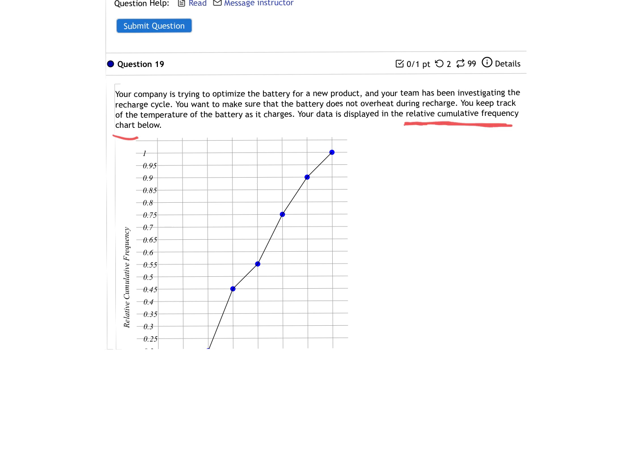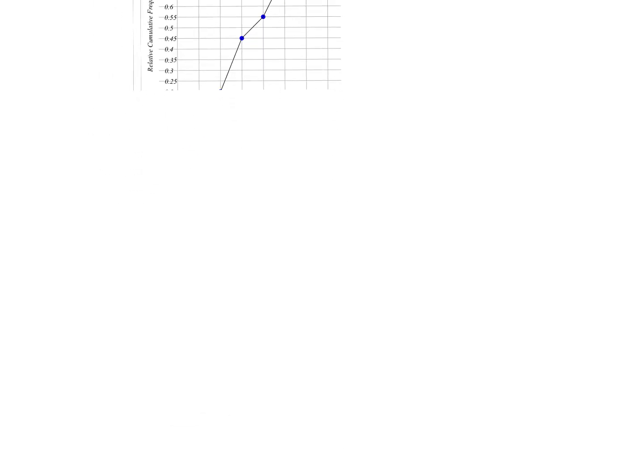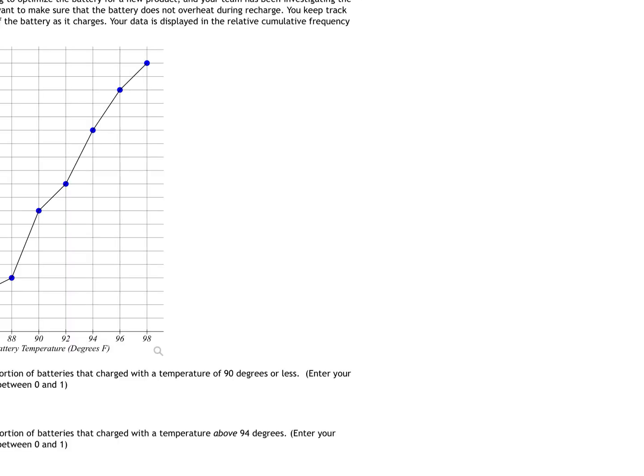Relative cumulative frequency chart, also known as an ogive. Right? And our question here has disappeared. Let me see if I can get that question. One moment. Okay, so let's take a look at number 19. We've got this photo here now. My eyesight's not very good, so I actually need to blow this up a bit.